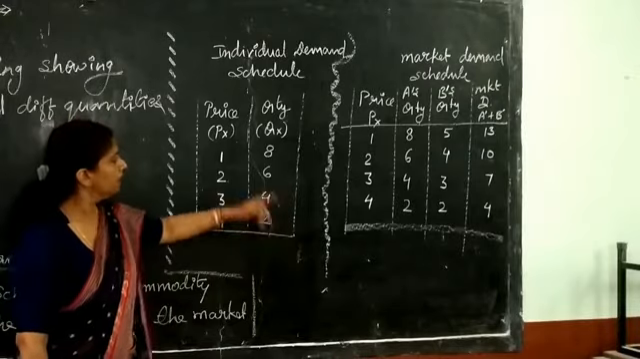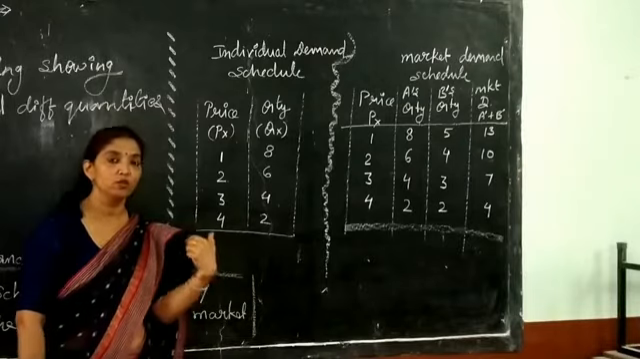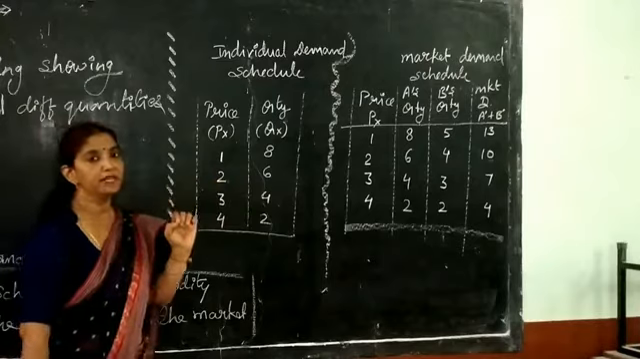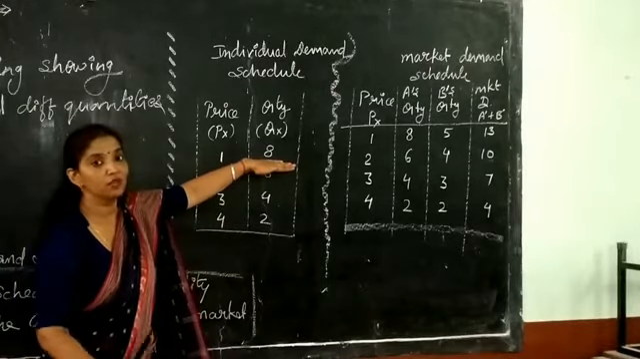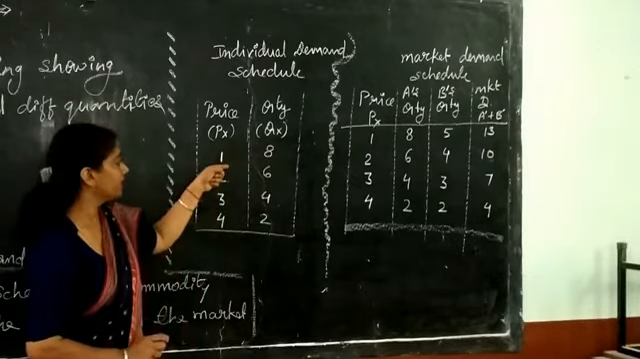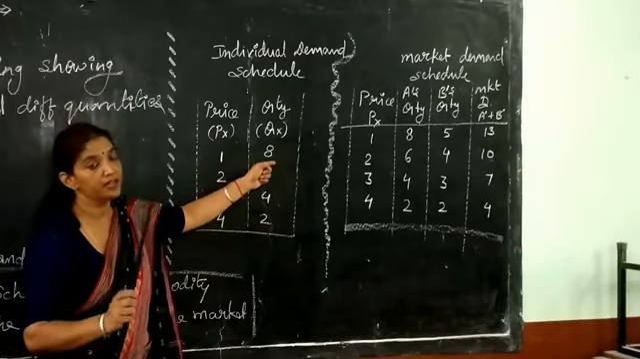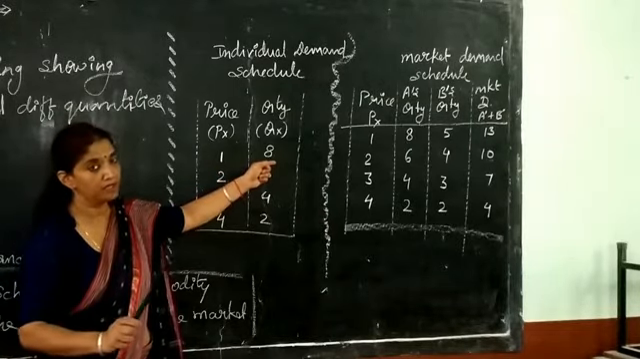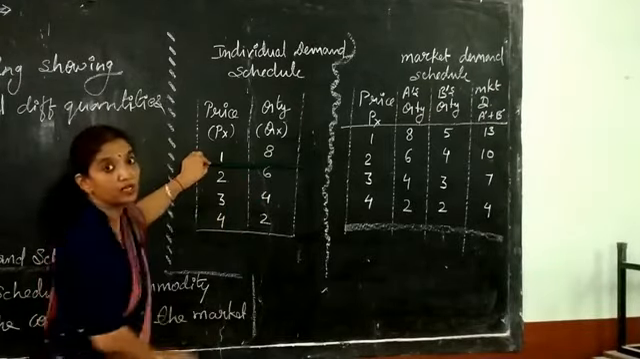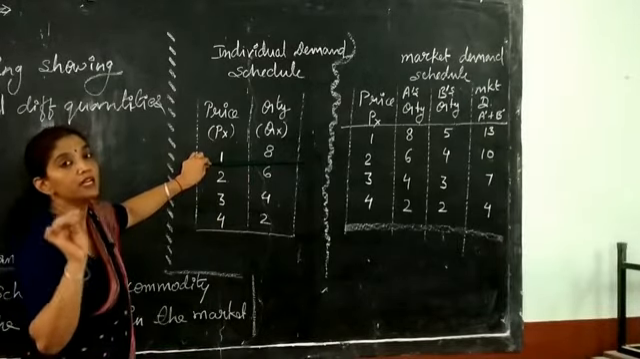But what is quantity demanded, which I told you earlier? Quantity demanded means the quantity which a consumer is ready to purchase at a specific price. For example, at rupees 1 per unit price, the consumer is ready to purchase 8 units. This combination is called quantity demanded.